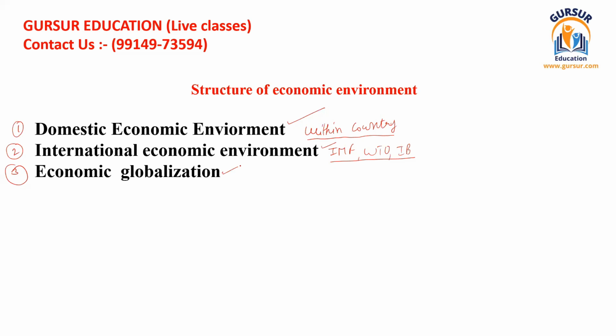In economic globalization, we usually talk about how globalization is running in the world, how there is a free movement of goods and services. This is known as globalization. Globalize simply means when you can move your goods and services outside the boundaries of your country, that ultimately refers to globalization. All these things are to be covered under the structure of economic environment.